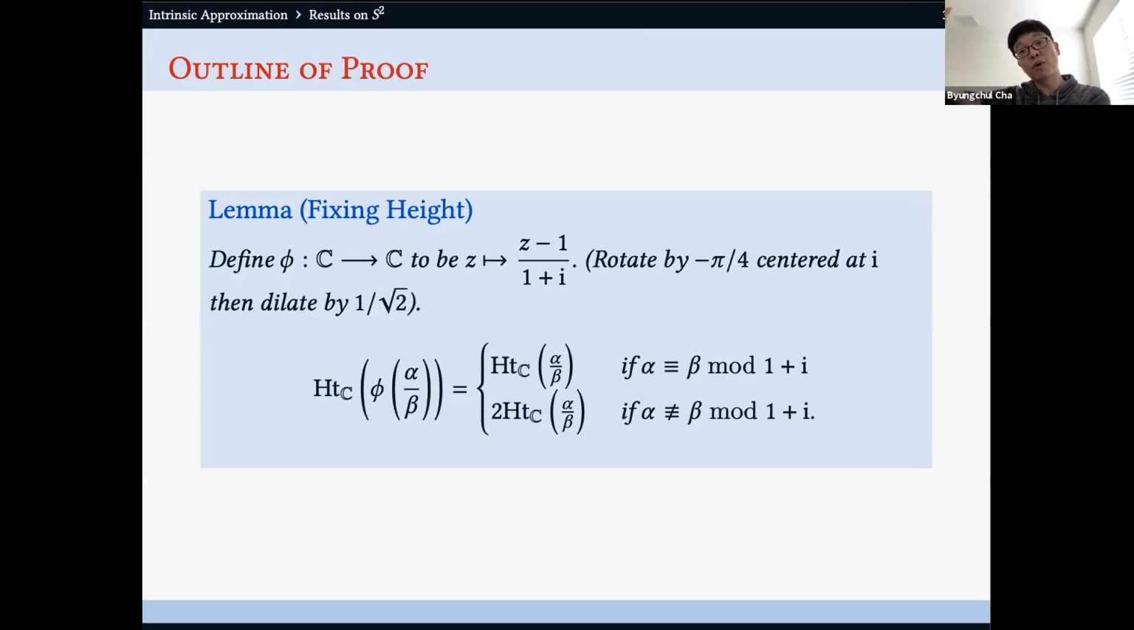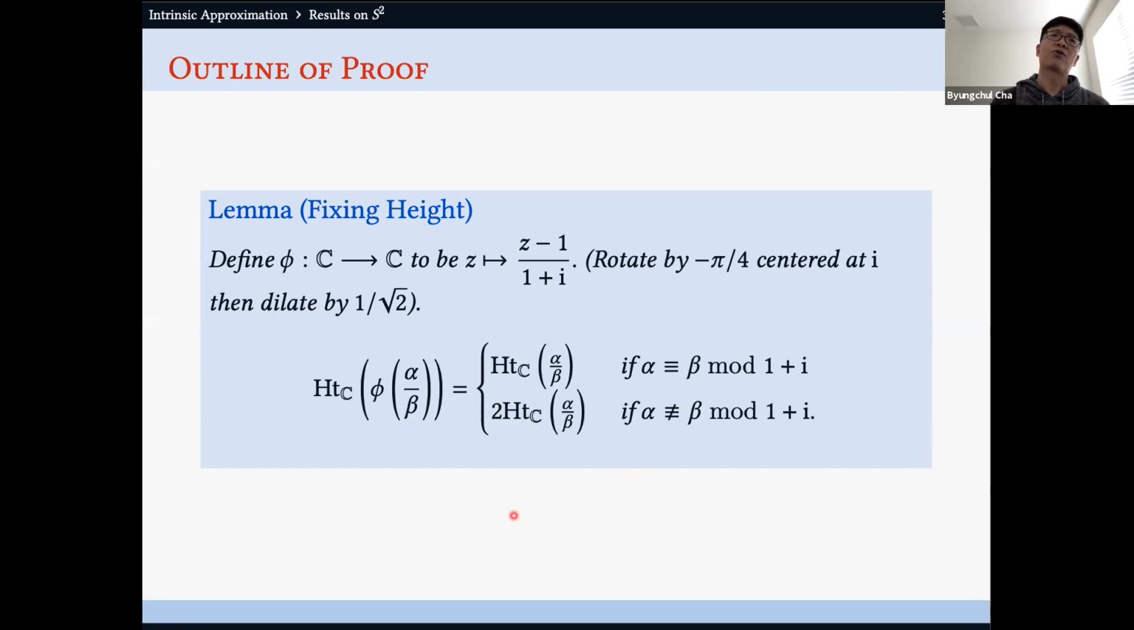Now, if you just do the rotation by 45 degrees, that's not going to send all the rational points to rational points. So after you rotate, you have to do some dilation. We did the dilation by 1 over root 2. After that, every rational point will go to another rational point. And it does what we want. Under this map phi, it changes the height by a factor of 2 exactly half of the time, the way we want it to be corrected.